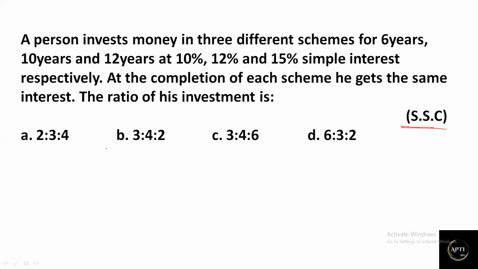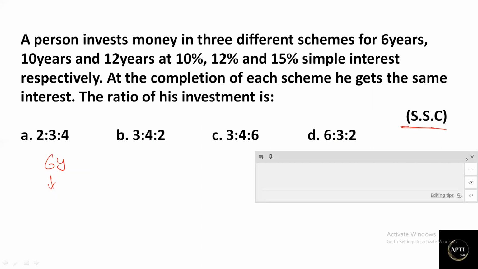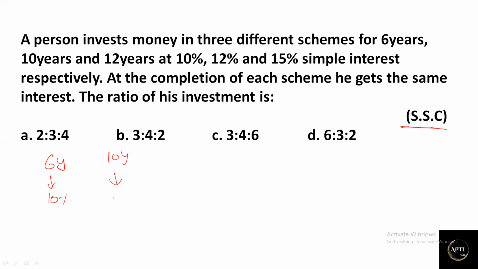Now a person is investing money in 3 different schemes. One is 6 years for 10%. Then 10 years for 12%. Next, 12 years for 15%. Here I'm writing n and here I'm writing r.